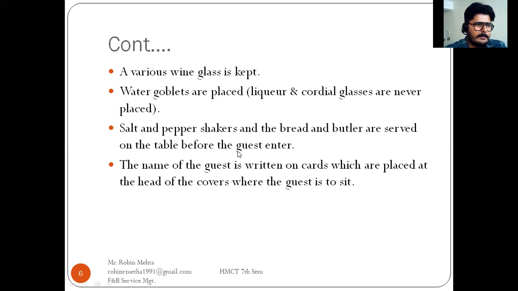The name of the guest is written on the cards which are placed at the head of the cover where the guest is to be seated. This mostly happens when VIP guests are coming. We put a reserved tag or the name of that guest, or if the guest booked the table in advance, we put name tags on the table with the specification required by the guest. Otherwise we never write the name of the guest on a card and put it onto the table.